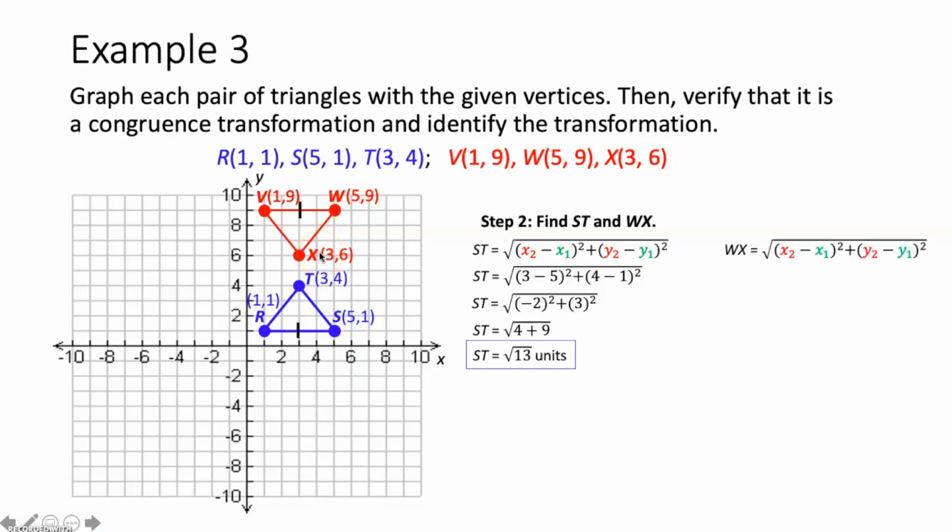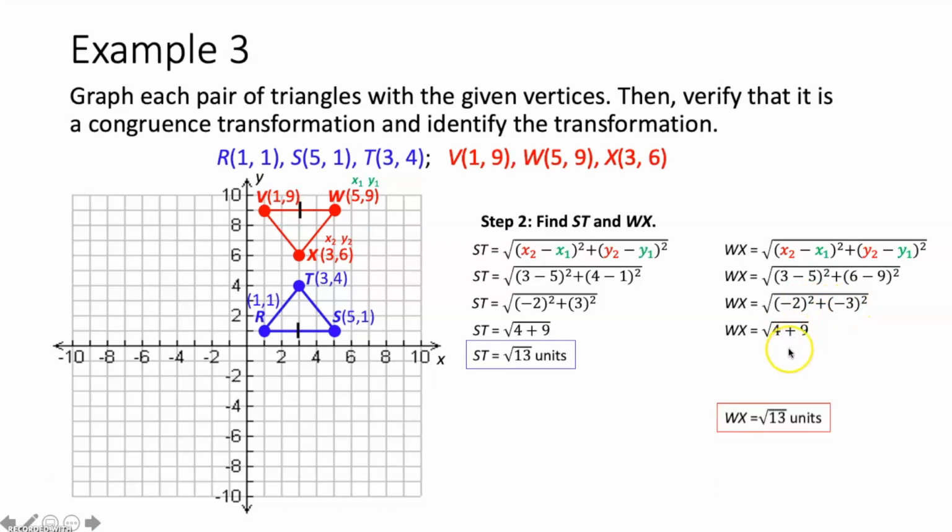So we start off with the distance formula. We pick one of our points to be x sub 1, y sub 1, and the other one to be x sub 2, y sub 2. We then plug in those coordinates to the corresponding spot in the distance formula. Then we simplify. 3 minus 5 is going to give you negative 2. 6 minus 9 gives you negative 3. Negative 2 squared is 4. Negative 3 squared is 9. 4 plus 9 is 13. The square root of 13 can't simplify, so we know the measure of segment WX is also rad 13 units. Since both of these sides measure rad 13 units, they must be congruent to one another.